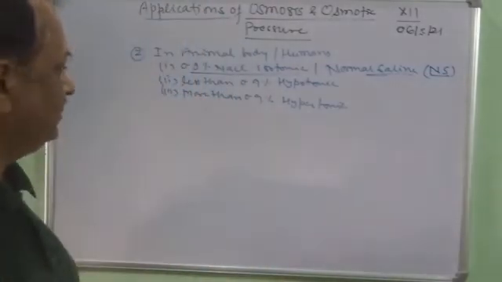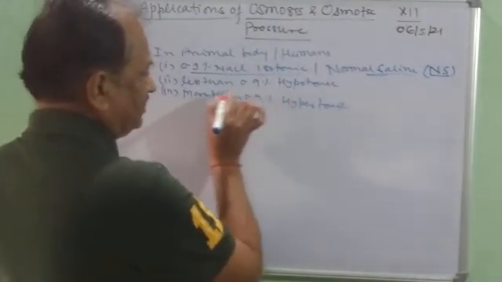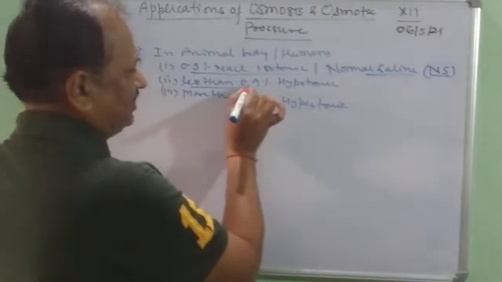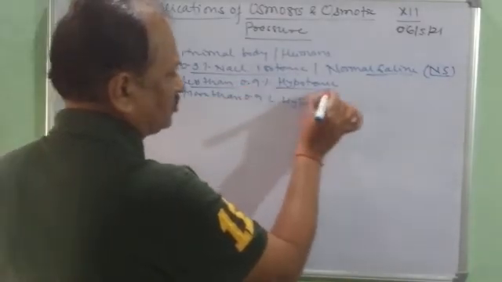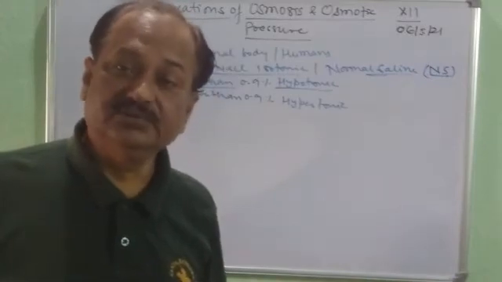Now, second is, if the solution has a strength less than 0.9%, it is called hypotonic. Less than 0.9% solution.